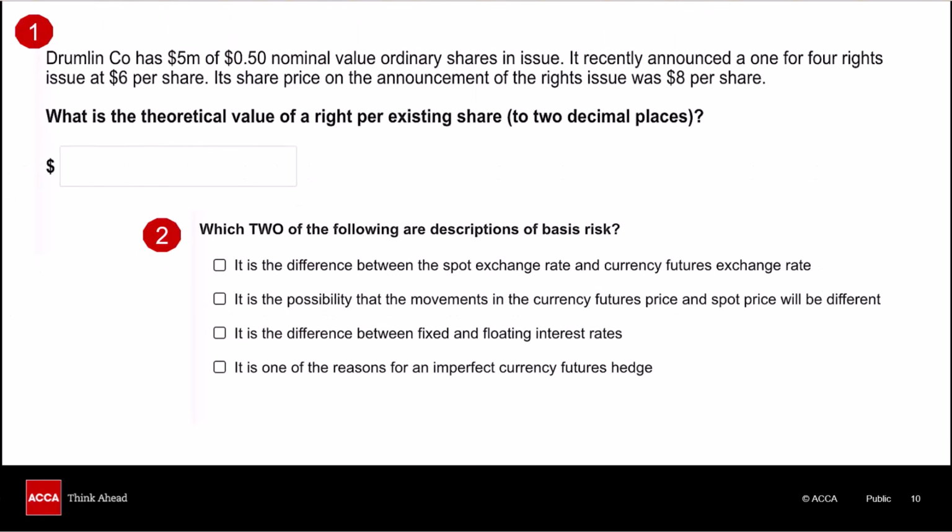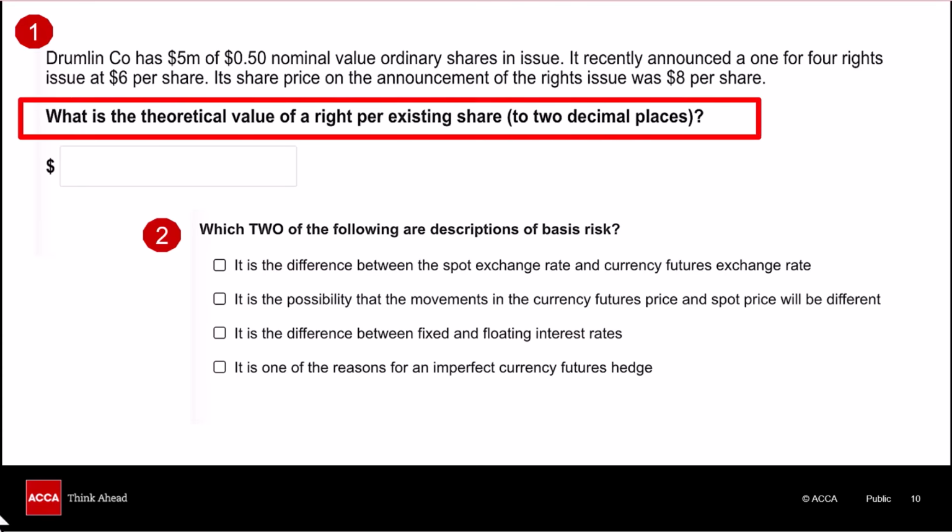Here I have two examples from the financial management syllabus. First example is Drumlin Company. And here it says, what is the theoretical value of a right per existing share to 2 decimal places?